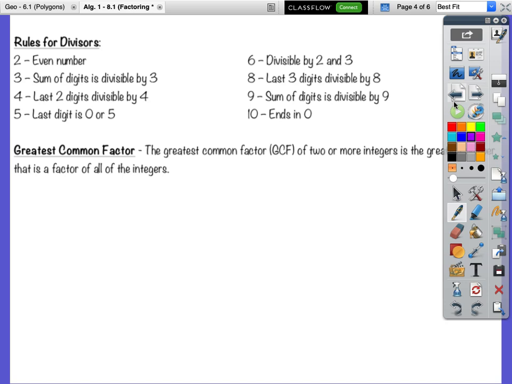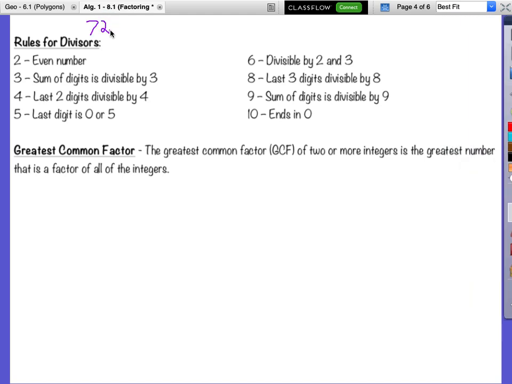So does 72 end in an even number? Yeah, 72 is even, so 2 divides it. For the number 3, if the sum of the digits is divisible by 3, it's divisible by 3. If we look at 72 again, what do we get if we add these two numbers together? 9. Is 9 divisible by 3? Yes, so 3 went into it. Can we use these rules on the test? No, but they're good to remember. I encourage memorizing these rules.